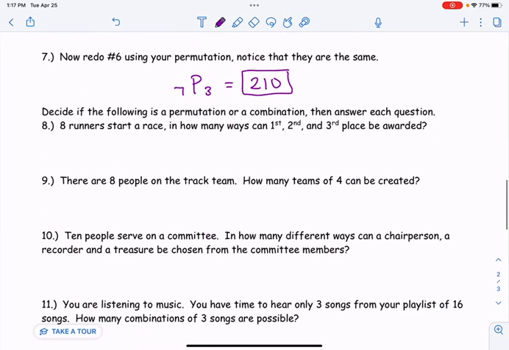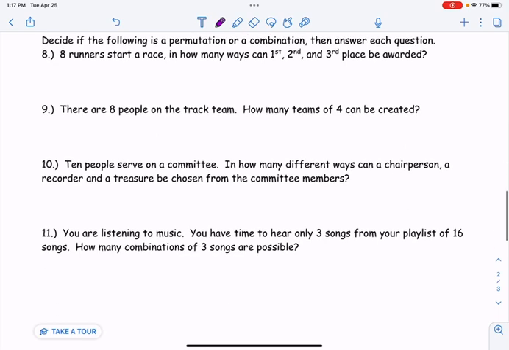We want to go ahead and take a look at some of our cases here and decide whether we want to use a permutation or a combination. So number 8 says 8 runners start a race, and how many ways can first, second, and third place be awarded? Well, the order matters, so I want to use a permutation. So if I want to know how many ways can I assign those 3 positions, I'm going to take 8 permutating 3. And when we plug that into our calculator, you're going to get 336.